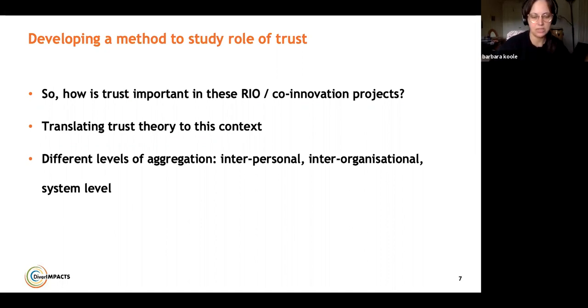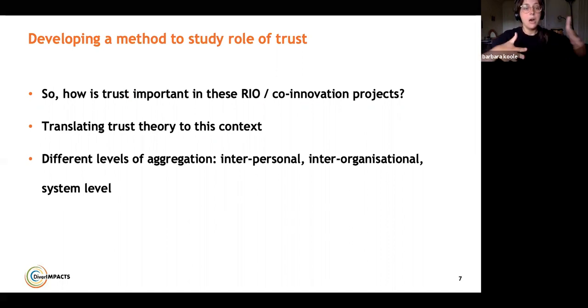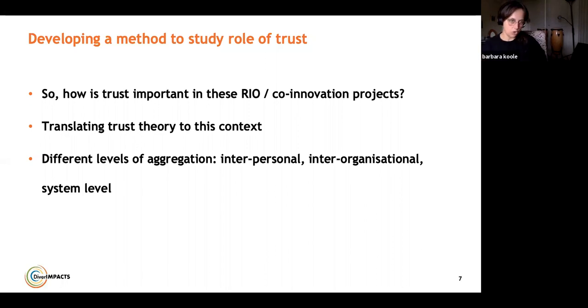What I did is that I took a lot of inspiration and I did a lot of research into trust theory and previous work in other fields on trust, and tried to see how I can translate these insights that are already there, and that many people have been working on for a long time, to this specific context, and what is unique or special about this context that we need to take into account in order to be able to study and say something sensible about the role of trust in these contexts.